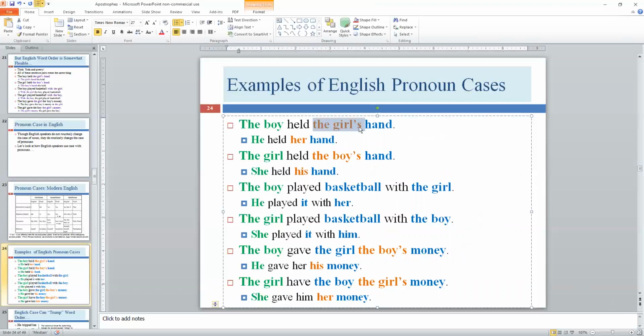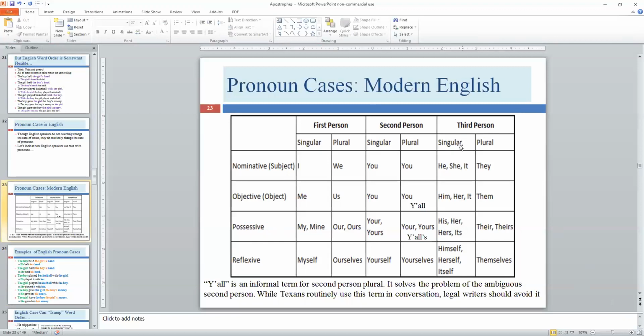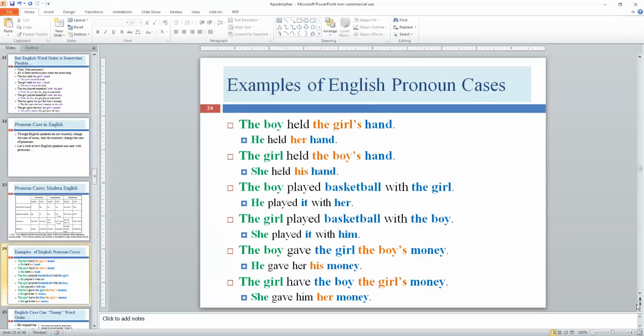The boy held the girl's hand. Well, we can see with the apostrophe s it's in the genitive case. So we have third person, feminine, singular, genitive case. Let's go back and look. Third person, singular, female, genitive case, possessive case should be her, right? So here we have it. The boy held the girl's hand. He held her hand. In every case we go through these.